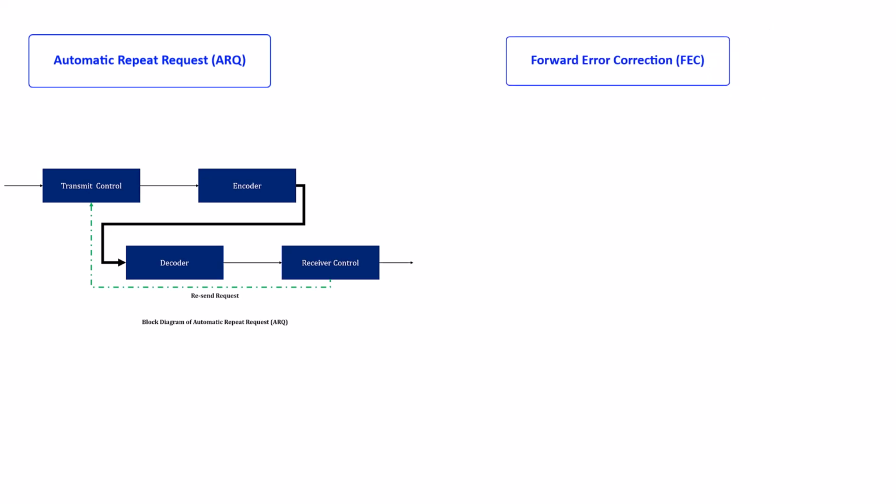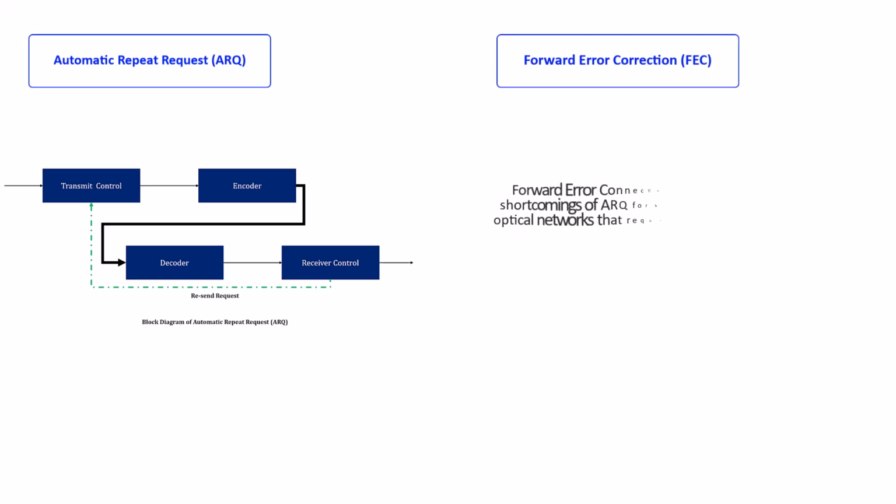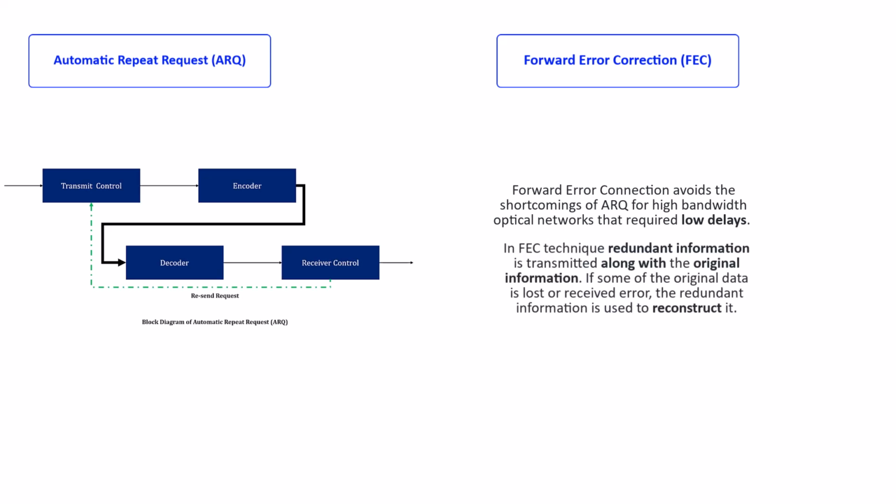Forward error correction avoids the shortcomings of ARQ for high-bandwidth optical networks that require low delays. In the FEC technique, redundant information is transmitted along with the original information. If some of the original data is lost or received in error, the redundant information is used to reconstruct it. Let's explore what is forward error correction.